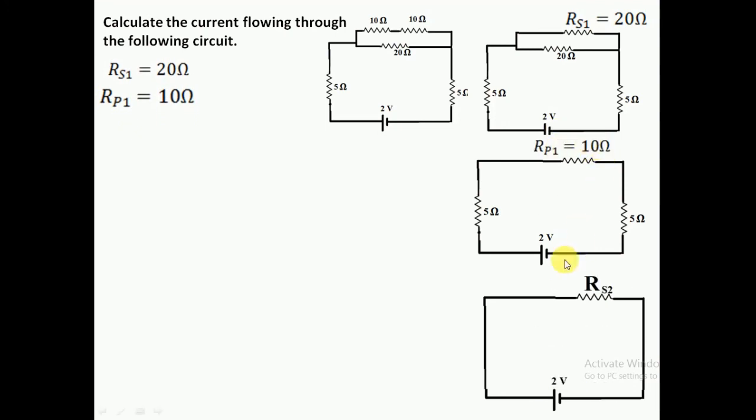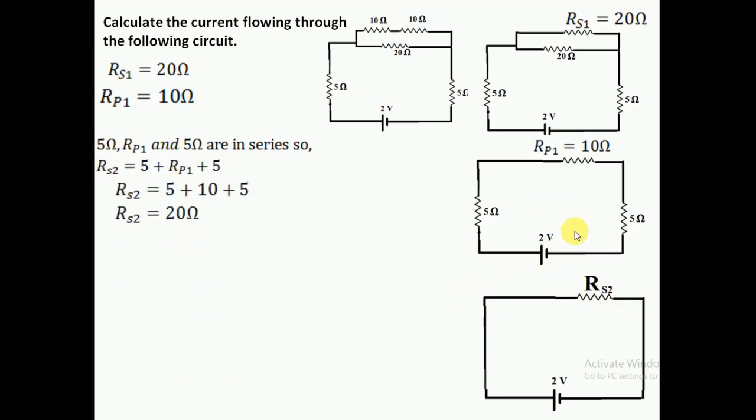So I've got 10 ohm. Now my final job is to find rs2. Now I can see rs2 is the series combination of 5 ohm, 10 ohm and 5 ohm. So 5 ohm, rp1 and 5 ohm are in series, so this rs2 will be 5 plus rp1 plus 5. If I put the value of rp1, which is 10 ohm, I'll get 5 plus 10 plus 5, that is 20. So rs2 is 20. So now I've got rs2, which is 20.